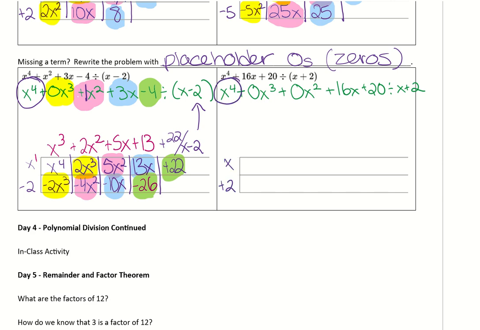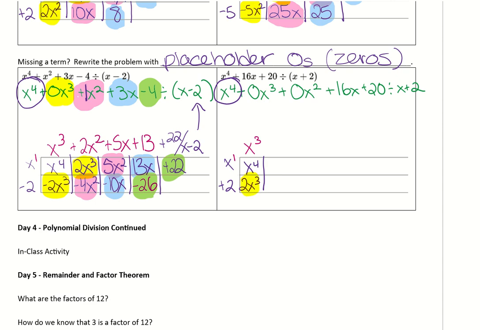We always put our first term up here in the top left. And now we get to go to work. We go above, below, diagonal. Above, below, diagonal. That's going to be your routine every time. So here, this is an understood 1. So x times something gives us x to the 4th. That something is x cubed. Then we can fill in what goes below, 2x cubed.